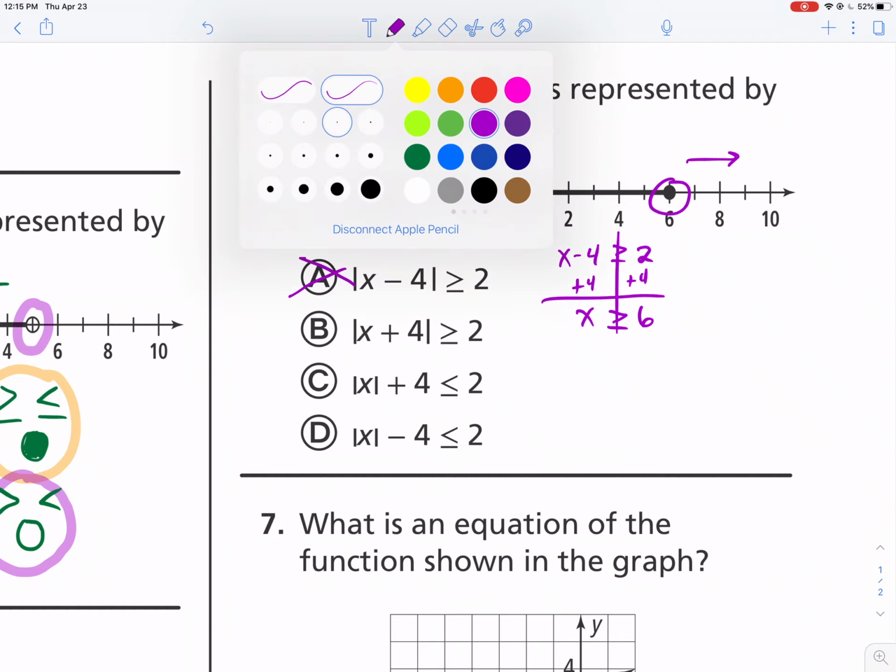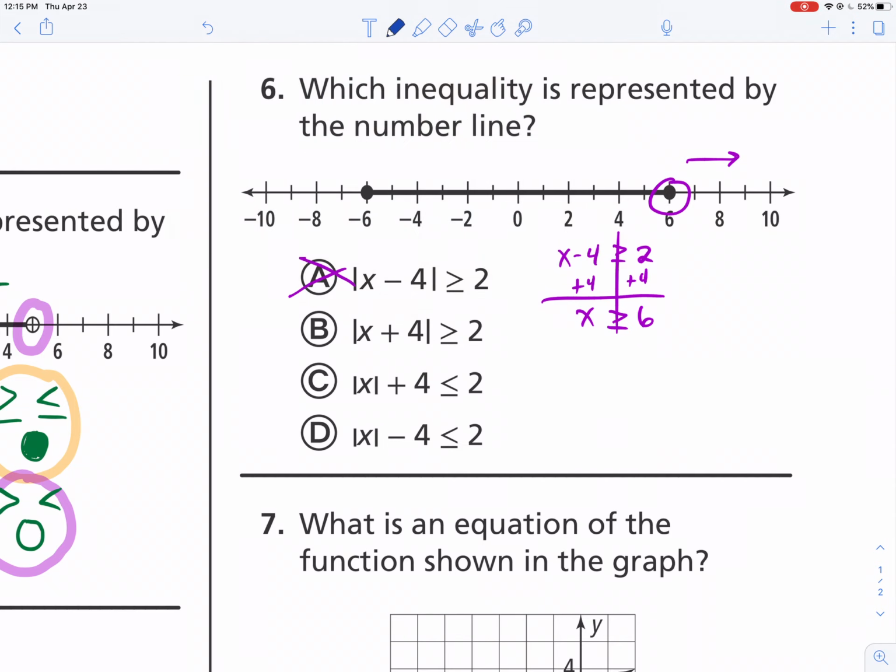Okay, so we'll try another color. For B, we're going to do x plus 4 greater than or equal to 2. So in this case, we're going to subtract 4, and we get x greater than or equal to -2. So that means we should have a circle here, and we would have greater than. That does fall in between where our line is, but that's not where our circle is located, so it's not going to be B.